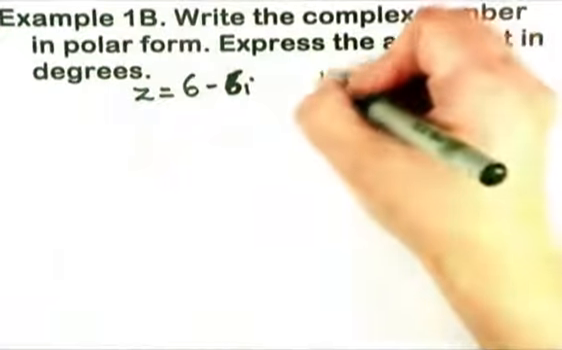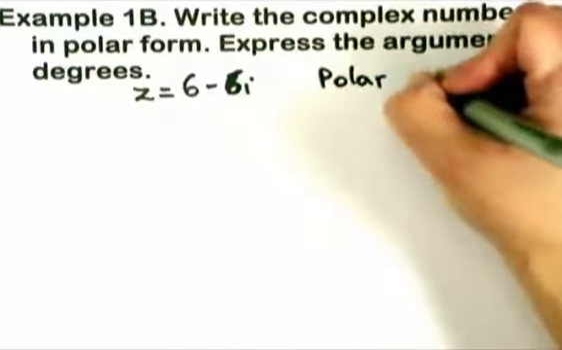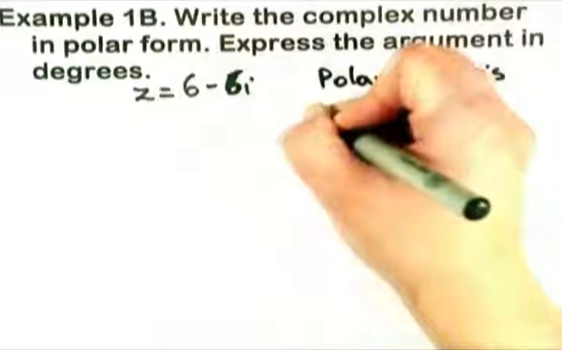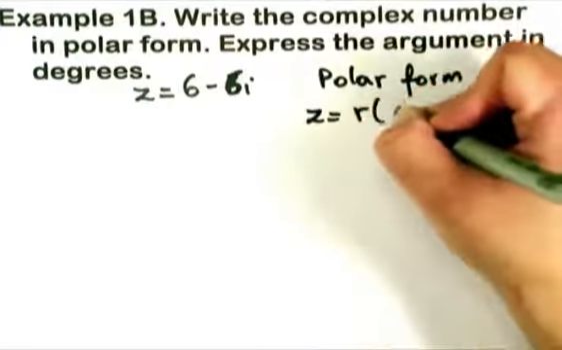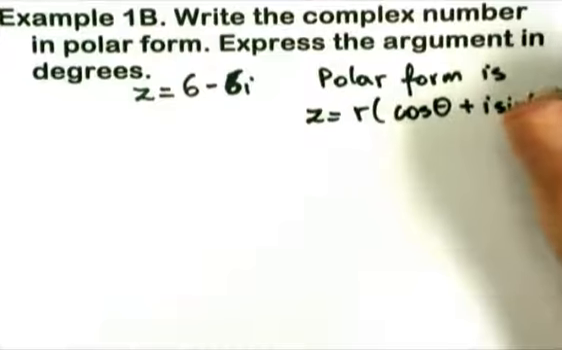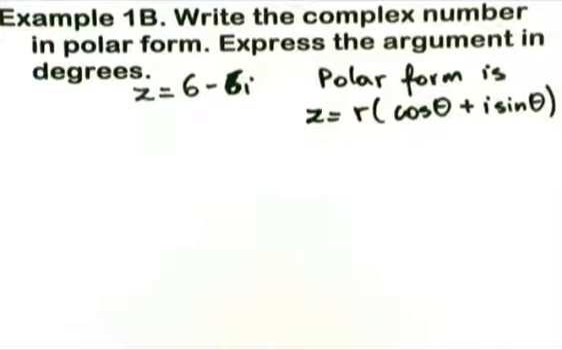Example 1b. Write the complex number in polar form. Express the argument in degrees. So polar form is z equals r times (cos theta plus i sine theta). So I need to find r and I need to find theta.